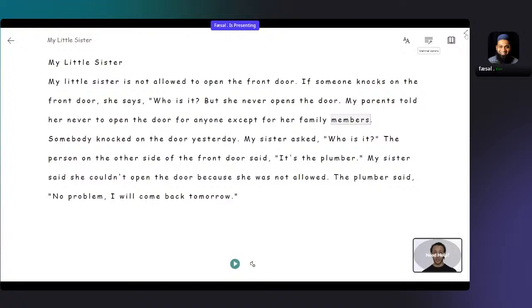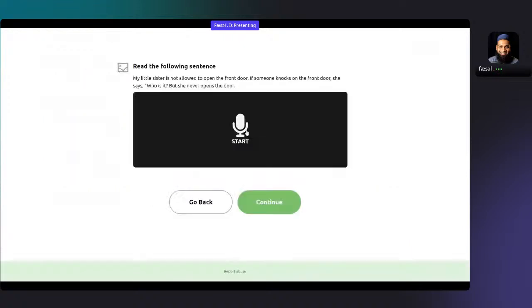Enter your email address. Okay. Now here you need to read. You can record your voice. ये वो जगह है जहाँ पे आप इसको बाकायदा रीड करेंगे, इसको पढ़ेंगे, और इसको पढ़ के आप इसको पहले रिकॉर्ड का बटन दबाएंगे, जैसे मैं इसको दबा रहा हूँ जनाब। ठीक है। My little sister is not allowed to open the front door.